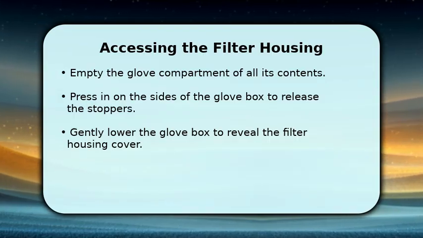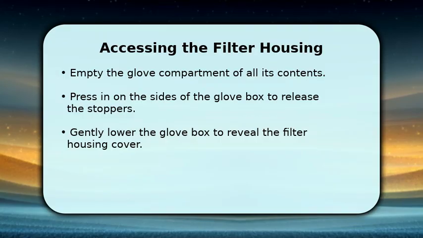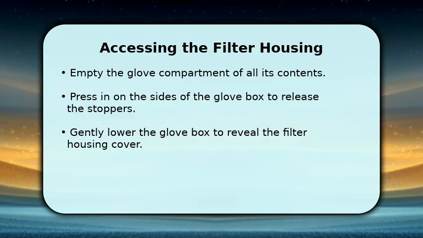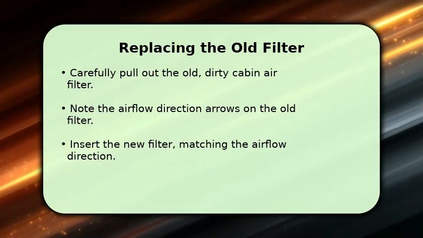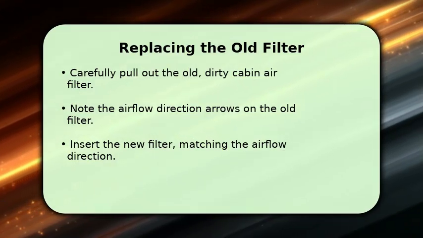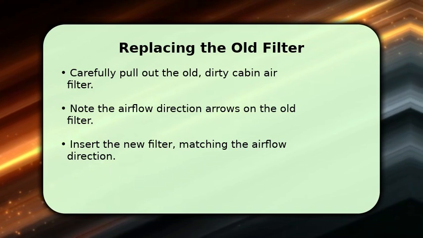You will see 2 or 3 small clips holding the cover in place. Unclip these carefully. With the housing cover removed, you can now see the old cabin air filter. Gently pull it straight out.